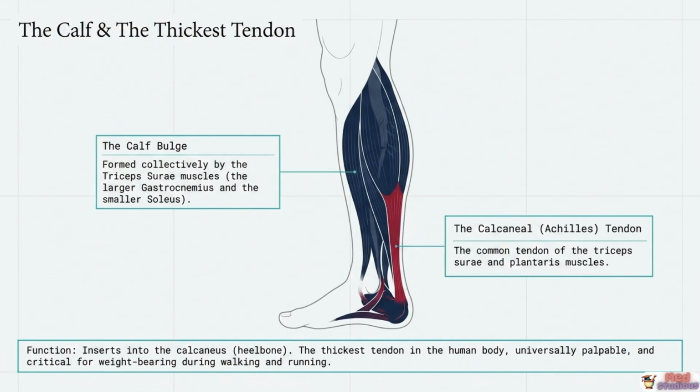They push you up onto your toes and drive you forward with every walking and running step. These muscles converge inferiorly into the calcaneal tendon, universally known as the Achilles tendon. This is the common tendon of the triceps surae and plantaris muscles, and it is the thickest, strongest tendon in the entire human body. It inserts directly into the posterior surface of the calcaneus, the heel bone. The Achilles tendon is universally palpable as a thick, cord-like structure running vertically down the back of the ankle. Clinically, it is the site of Achilles tendinopathy and complete rupture, which produces the classic positive Thompson test.